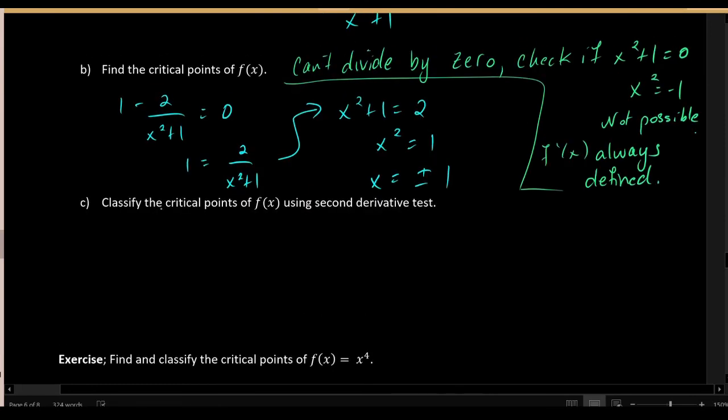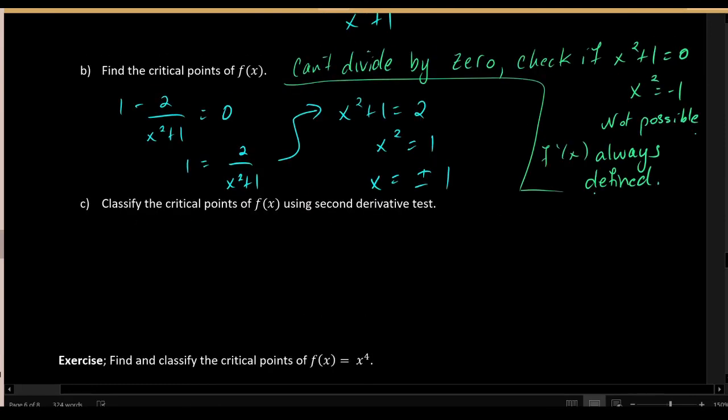So let's go ahead and classify those critical points using the second derivative test. In order to use the second derivative test, we're definitely going to have to find the second derivative. And just so that I can escape having to use quotient rule, I think I'm going to rewrite the first derivative in the following way: 1 minus 2 times x squared plus 1 to the power minus 1.